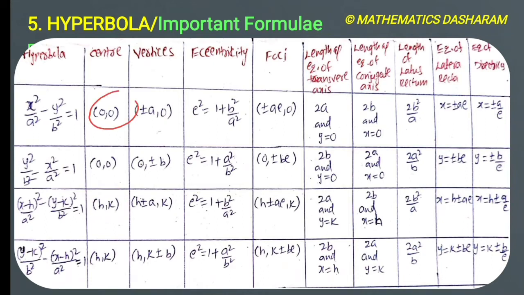When the center is 0 comma 0, this is a hyperbola. But here the center is h comma k, then x minus h whole square by a square minus y minus k whole square by b square equals 1. And same here vertices, eccentricity, foci, length and equation of a transverse axis, etc. Next here is another one, the last one. Its center is the same h comma k, and here also vertices are changed, eccentricity changed. So this is a very important table for doing the problems in the hyperbola chapter.